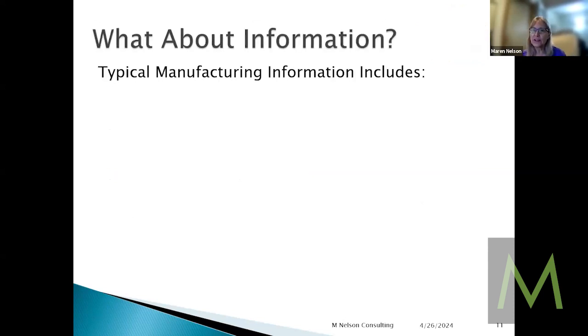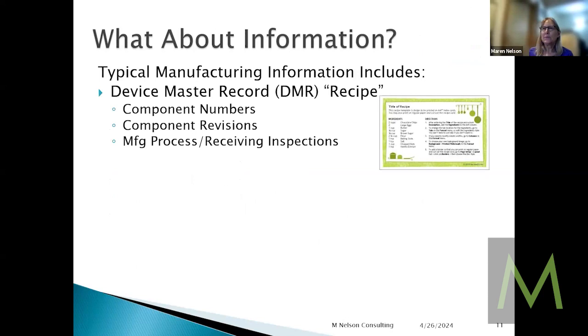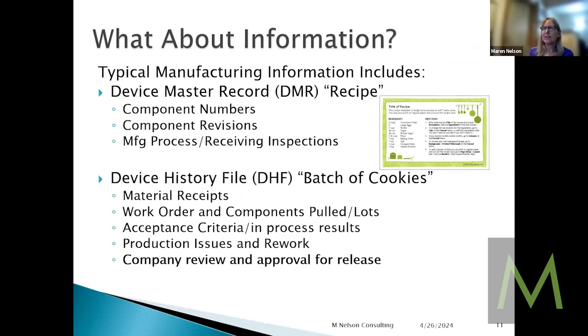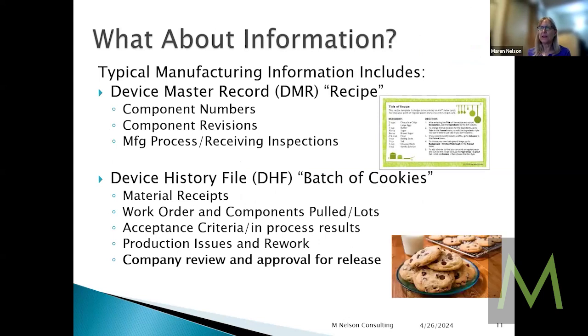So the last one I wanted to talk about, because it's always one of my favorites, is what do you do about the information? Typical manufacturing information includes your device master record, which I tend to think of as the recipe, and your device history file information, which is the batch cookies, each batch of cookies that you make. A key piece of this is you need to be able to show you've got company review and approval for release.